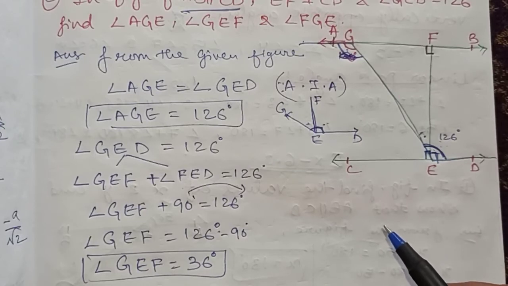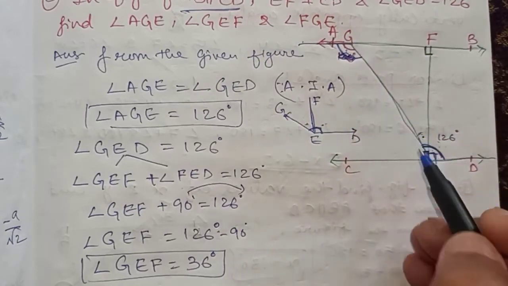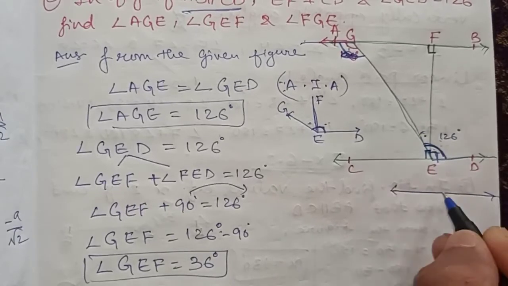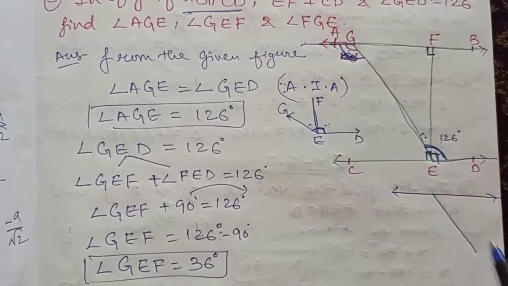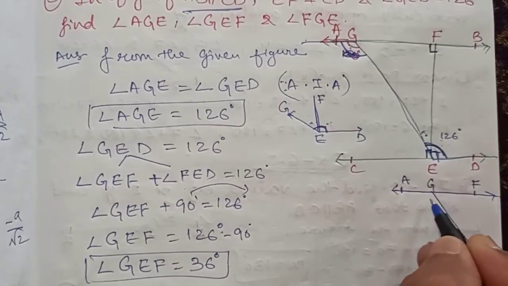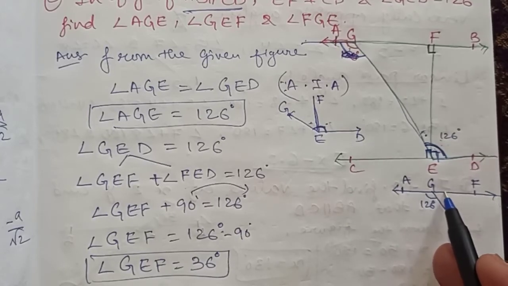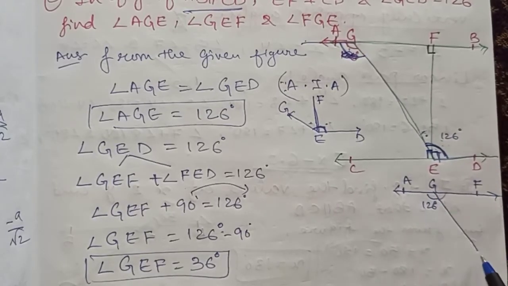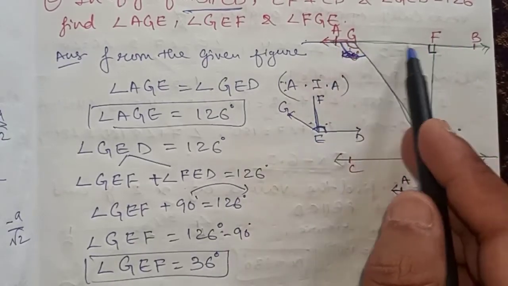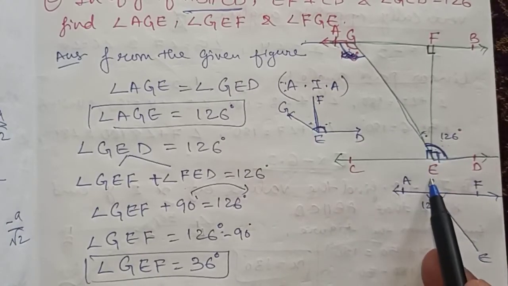The last one is FGE. The last angle is FGE. Just a rough diagram I will draw. This is G, suppose. This is F. This is A. This angle how much? This angle is 126 degree. We have to find out FGE. This is E. Look at here. This diagram you see from here, this line, and this diagram, this line. Does it look same? Yes.